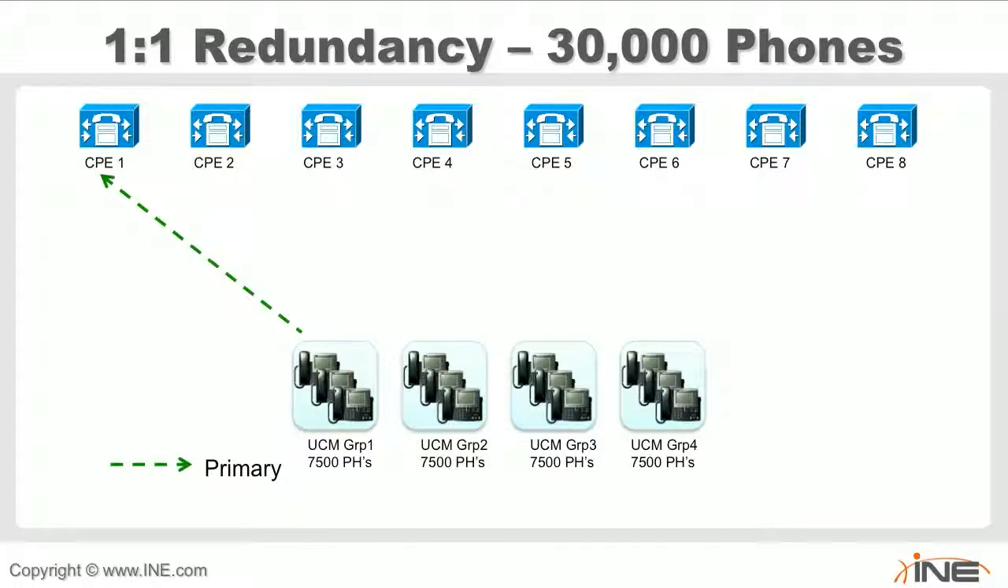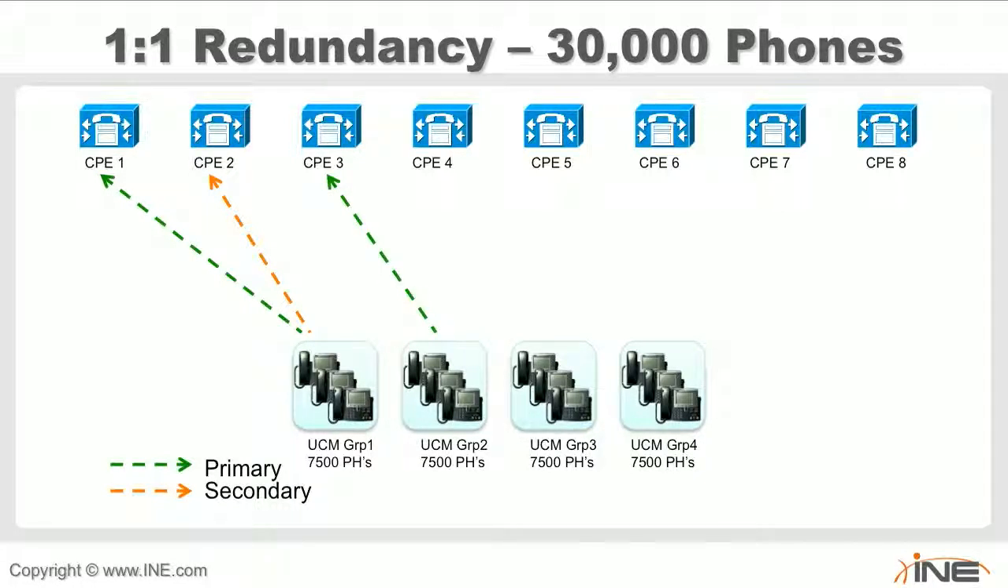In a 1-to-1 redundancy model, essentially we've got our primary call processing node that these 7,500 phones are registered to, and then this group has a single backup. Now, it's actually possible for any UCM group to have 3 UCM servers, a primary, a secondary, a tertiary, and then actually a fourth, which is the SRST reference, in case it's across a WAN. But in this particular case, I've got a primary and a secondary.